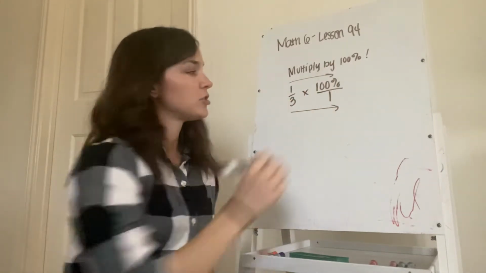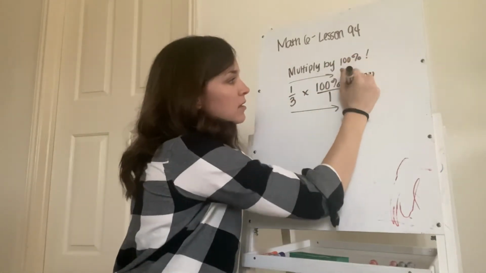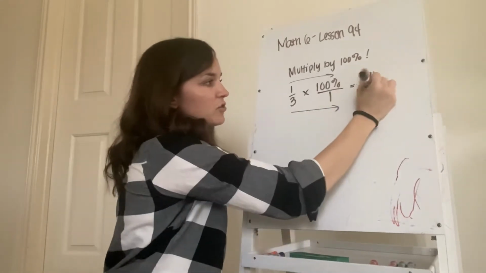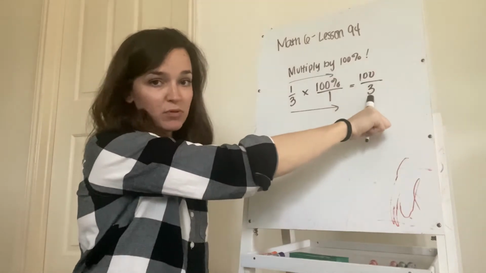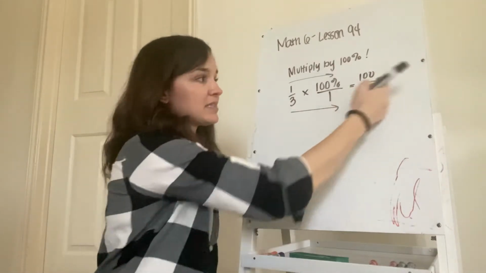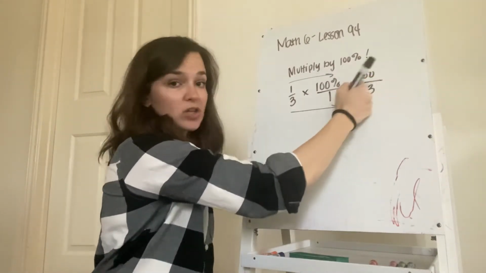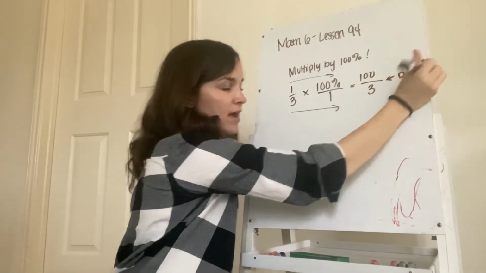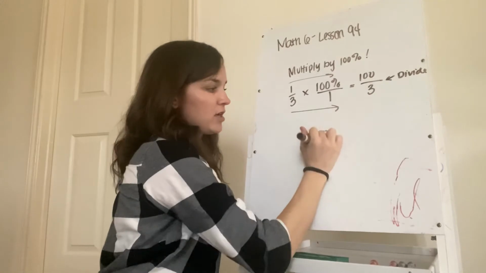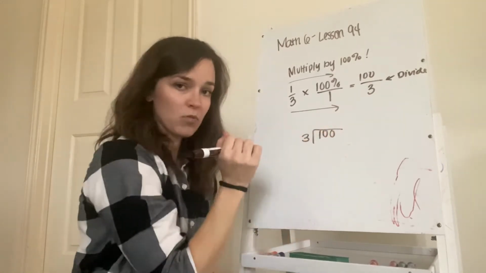1 times 100 gives us 100. 3 times 1 gives us 3. Now, we still need to simplify this. So we would simplify this by dividing, because that's what this bar means, right? This bar tells us to divide. Okay, so we're gonna divide 100 by 3 and work that whole thing out.